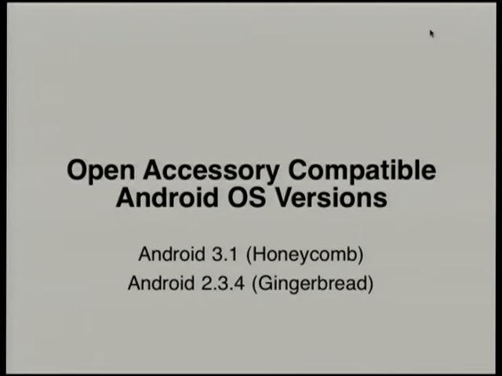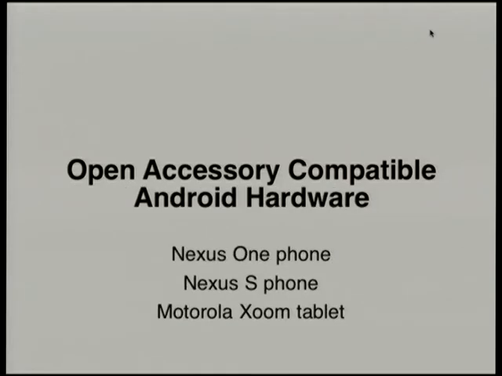So with the original release of the Open Accessory Protocol, it's supported in Android 3.1 and above, which was used on tablets, and Android 2.3.4 and above. It's still an optional feature, so that means it is possible for a phone to have 2.3.4 or above, but for the phone manufacturer to say, well, we're not actually providing this technology. As far as I know, it should also be supported in Ice Cream Sandwich.